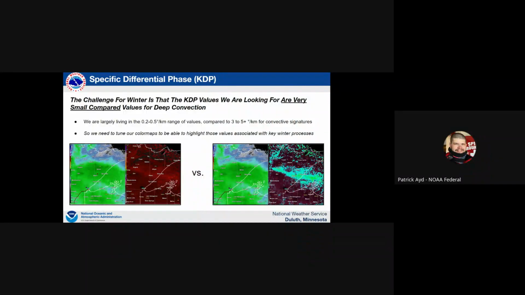One challenge for KDP for the winter is that we're looking for teeny tiny little values compared to the summer. So on the left, I have a pretty standard KDP curve. And if you were to look at that, it would be, well, not very exciting. But if you adjust your color map and tune it for highlighting those 0.2 to 0.5 degrees per kilometer range of values compared to like the 3 to 5+ degrees per kilometer. And again, that's how many degrees per kilometer the phase is shifting. Boy, something really jumps out along the North Shore there of Lake Superior. So we need to tune our color maps to be able to highlight those. I have a GR one that I can share. And that's a very important factor with KDP.